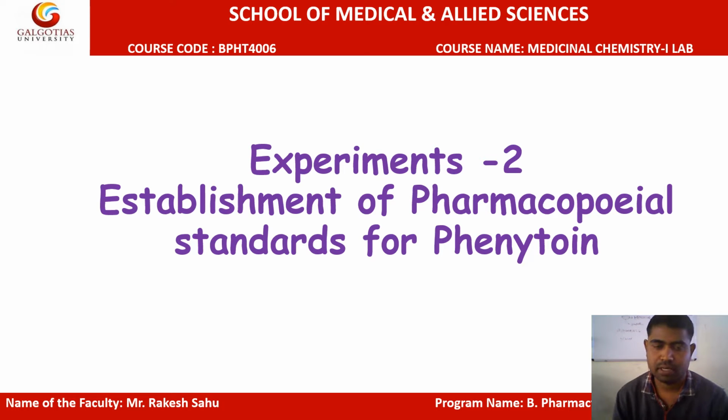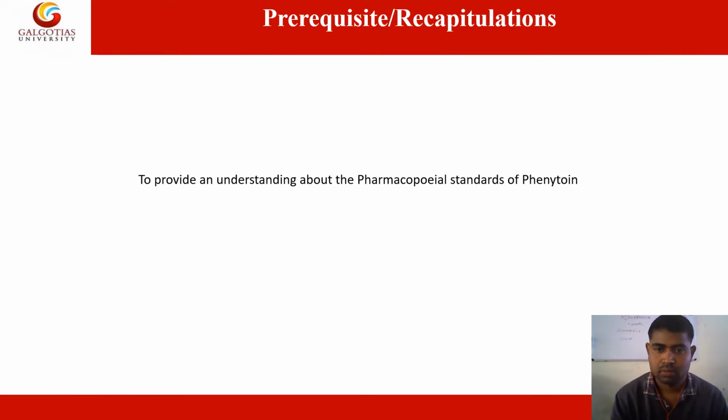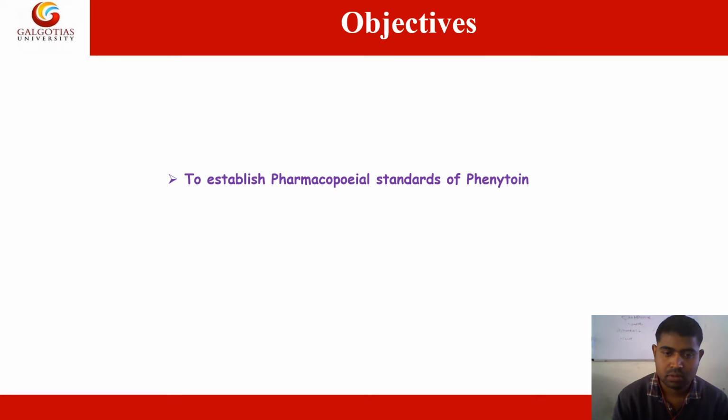My today's presentation topic is Experiment 2, that is, establishment of pharmacopoeial standard for Phenytoin. So let's start it. The prerequisite of this presentation is to provide an understanding about the pharmacopoeial standard of Phenytoin. So let's move to the next slide. Our today's presentation objective is to establish pharmacopoeial standard for Phenytoin drug. So let's do it.